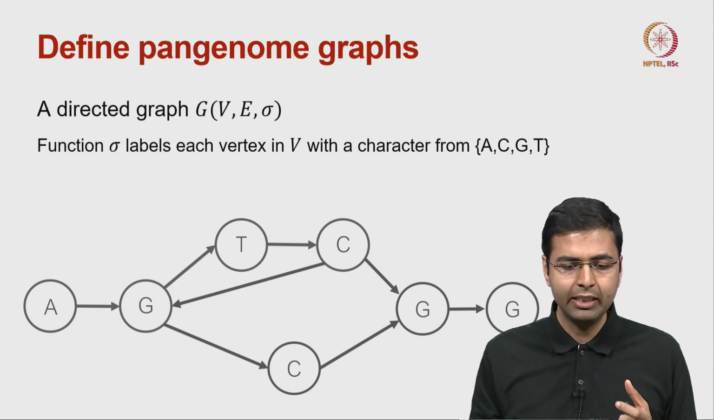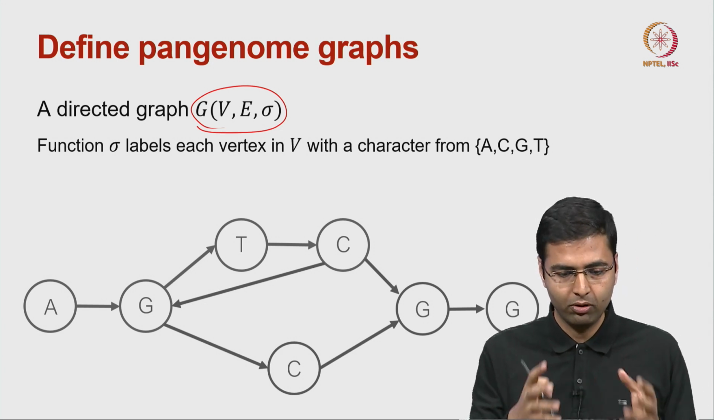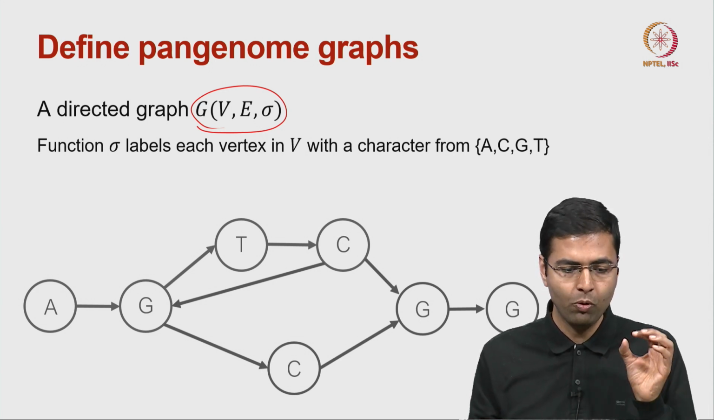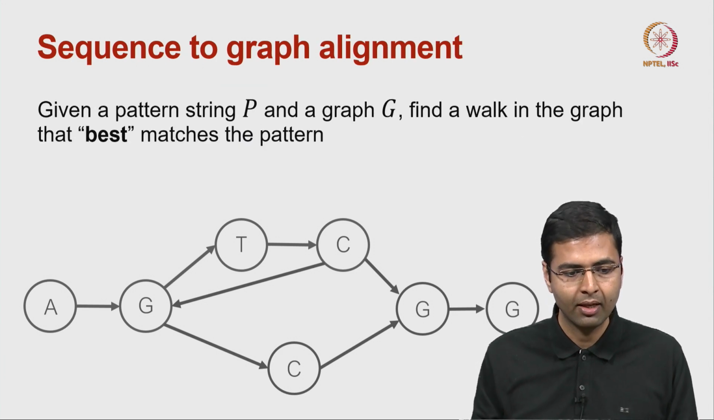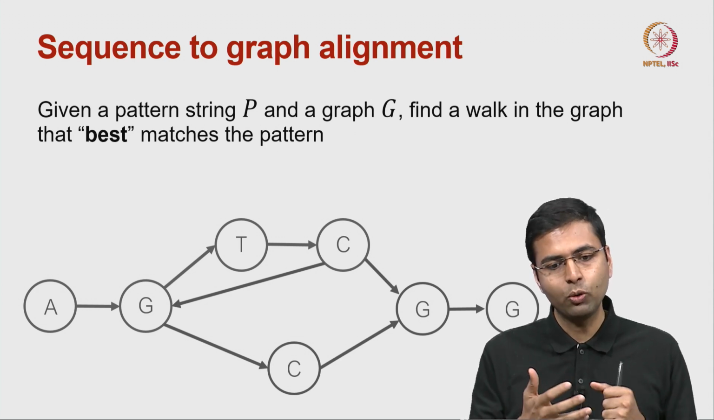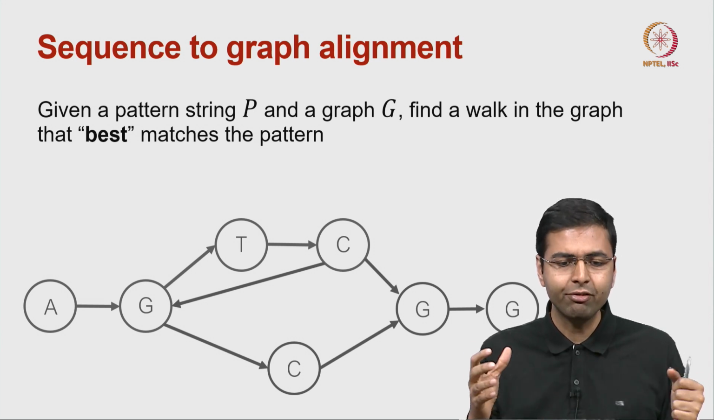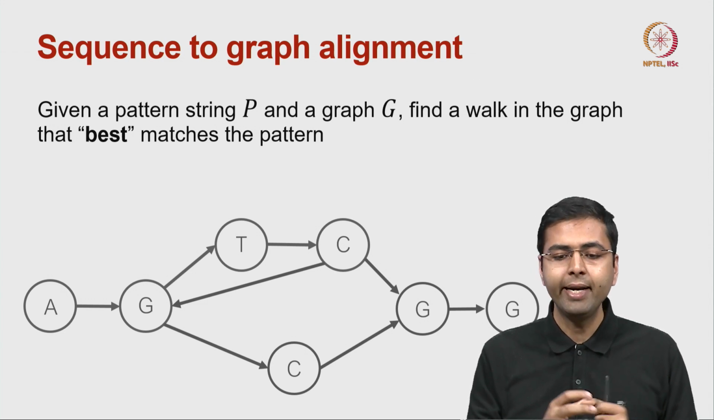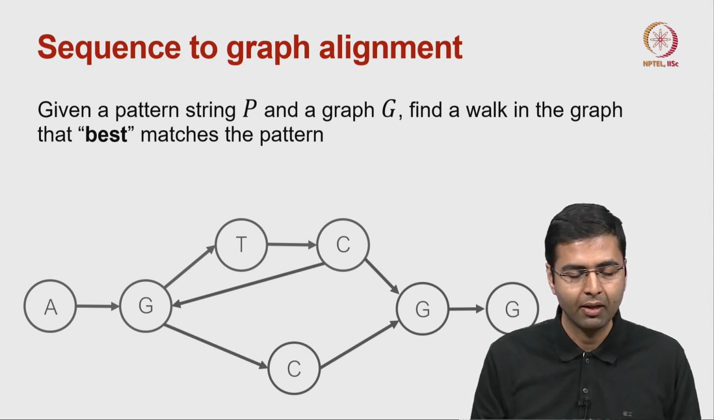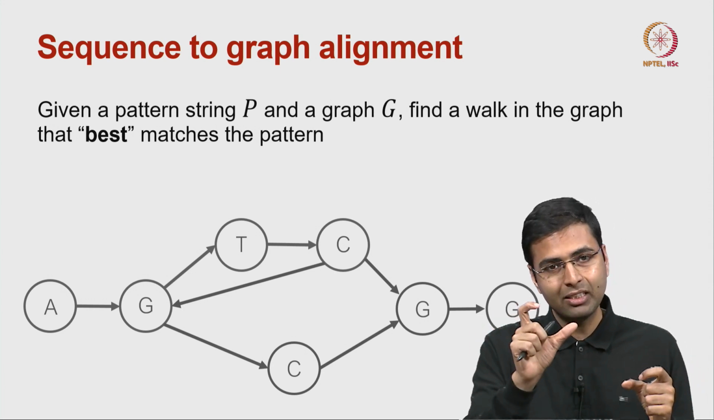Okay. So, now that we have defined these Pangenome graphs and we will be using this notation G, V, comma E, comma sigma for denoting these Pangenome graphs, let us move forward to understand how we can do read mapping on these Pangenome graphs. So, when we want to do sequence to graph alignment, informally we can say that the sequence to graph alignment problem can be phrased as we are given a pattern string P and a big graph G. We are required to find a walk in the graph that best matches the pattern. So, this is the informal definition for now. So, basically we are looking for a walk in the graph that best matches the given pattern.